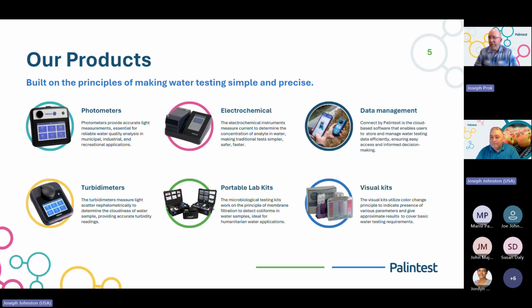Thanks, Joe. So yeah, our core family of products is modest but very competent in that we are using basically 3 different technologies, predominantly one being photometric or colorimetric, the second being electrochemical, and the third being light measurement by way of light scatter. All of these are used to monitor a variety of parameters such as disinfectants, metals, pathogens, as well as insolubles in a body of water.